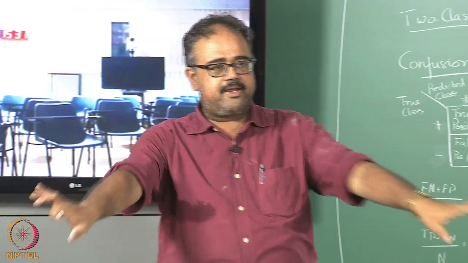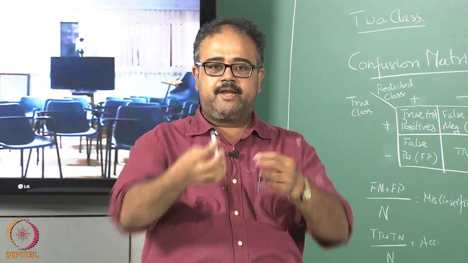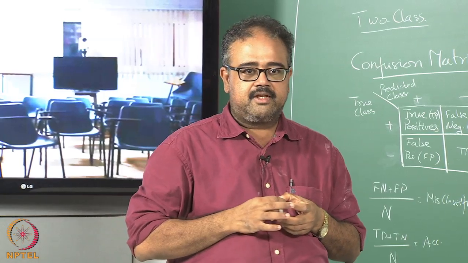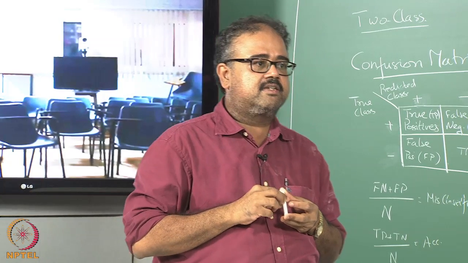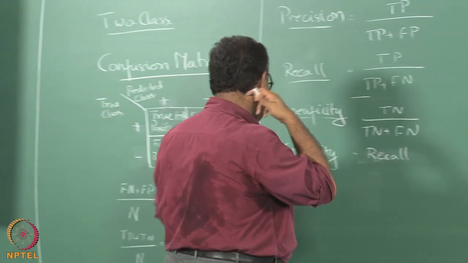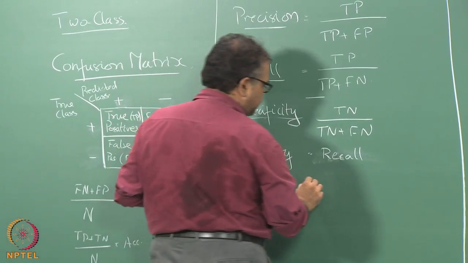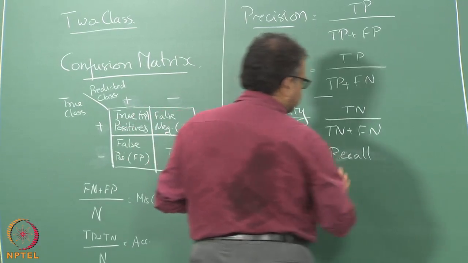If there are so many patients with this particular disease, how likely am I to find a patient with the disease? What fraction of the patients will I discover if I run this test? That's sensitivity, and specificity is essentially, if I tell you you don't have the disease, how likely is it that you don't have the disease?